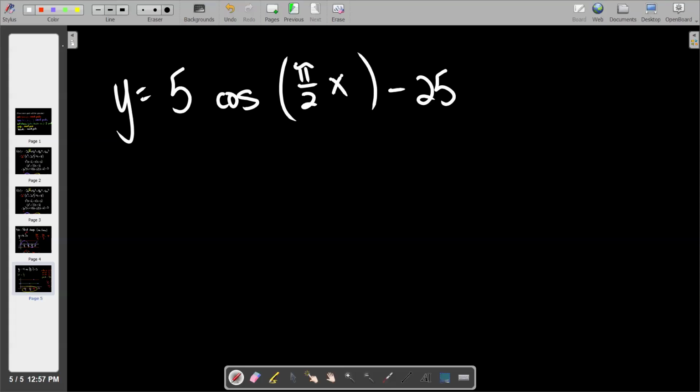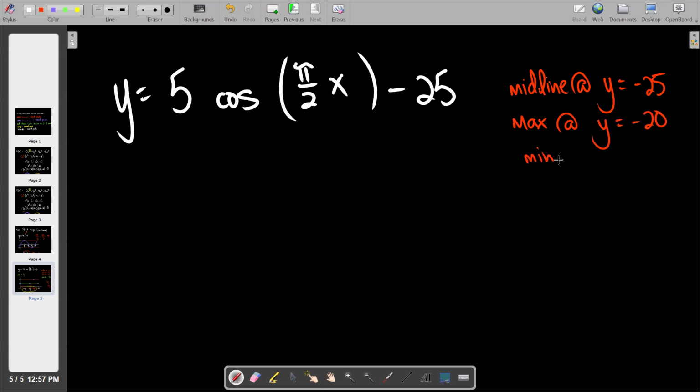What are we going to find first? Midline, and midline is at what? So y equals -25. Very good. And after that, we want to know the maximum. And where's the max at? -20. Good job. And then where's the min? Nice. And then comes the period.